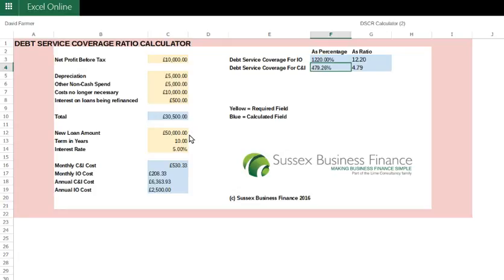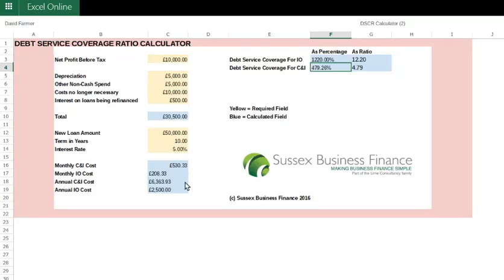In this box here, we put in the new loan amount, the term the loan is over, and the interest rate. A key thing to note on the interest rate: the way lenders judge affordability is they won't use the interest rate you're being charged, they'll actually stress it and add an amount to it. So if your interest rate is 3%, work it out on here at 5 or 6%, because lenders will always add a margin in there. So it's worth doing that yourself so you know where you stand.